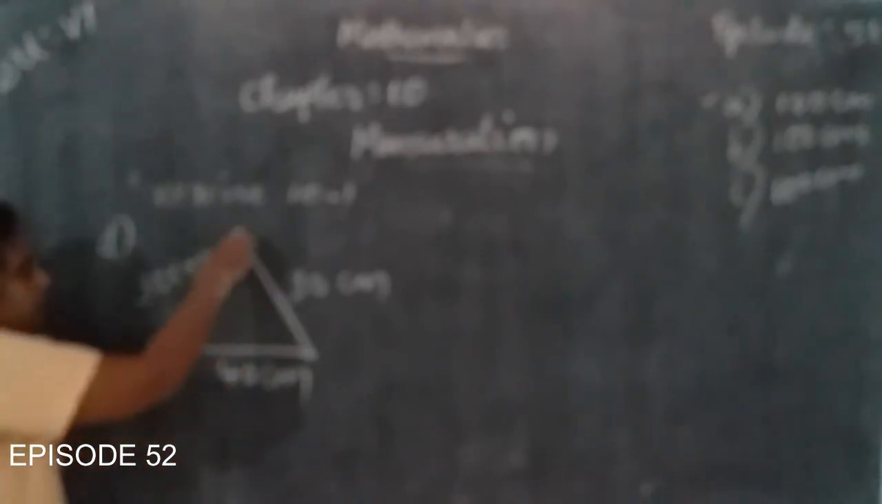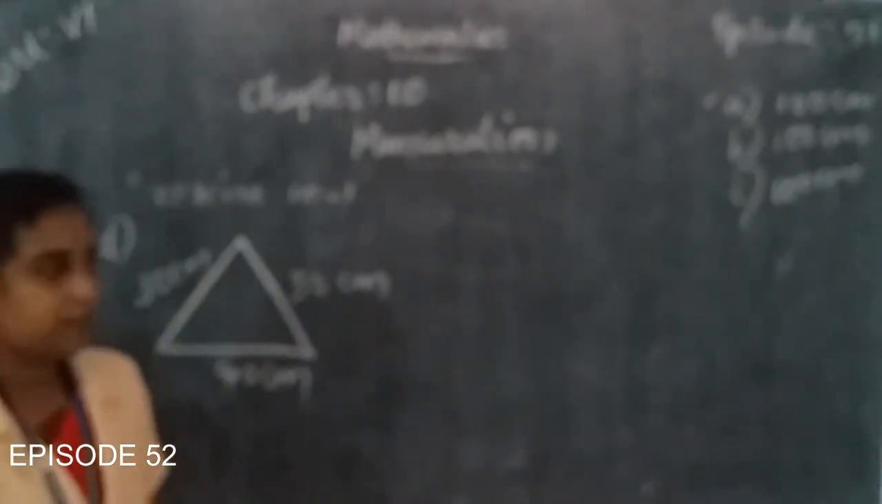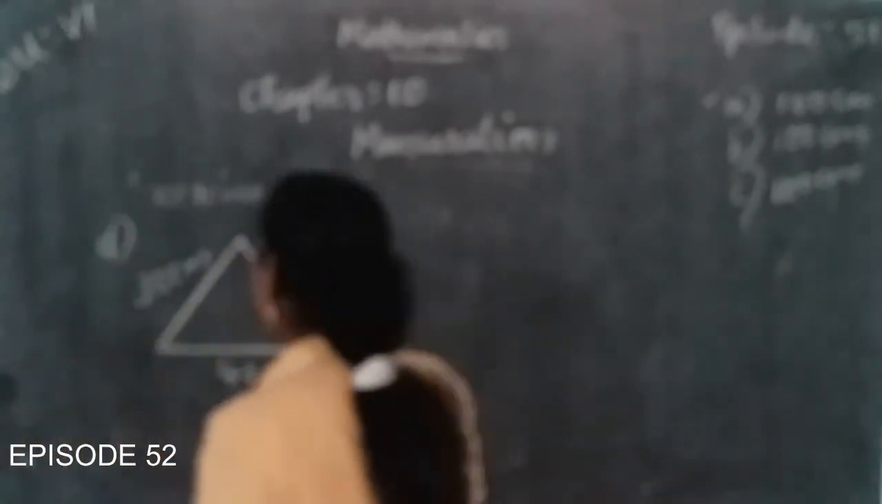So here you can see that it's a triangle and it's not an equilateral triangle, because two sides of the triangle are of equal length and the third side is 40 centimeter. Two sides are 30 centimeter and the third side is 40 centimeter. So how to find the perimeter of this triangle?